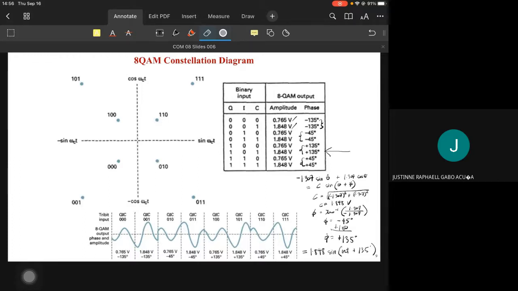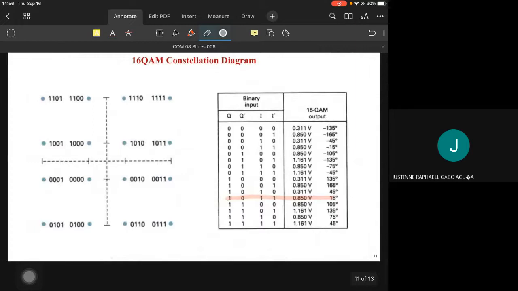So, the same disadvantage with QAM and PSK when we compare a lower level to that of a higher level. Let's say, for example, we compare 8 QAM and 16 QAM. You look at the constellation diagram for 8 QAM, then the constellation diagram for 16 QAM.